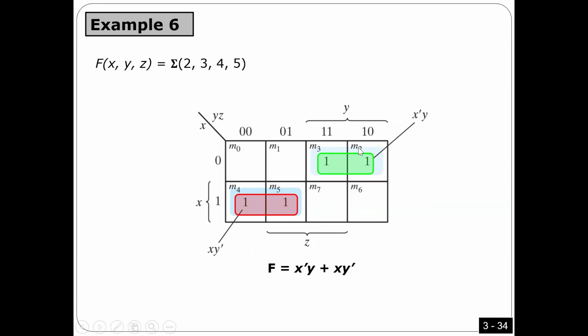So here I'm going to take this one as a group, and this one is in the area of y and the area of x prime. These two here are in the area of y prime and x. So two things are important here. Number one, how can you make groups? Number two, once you make groups, how can you convert this group into a term? Any question here?